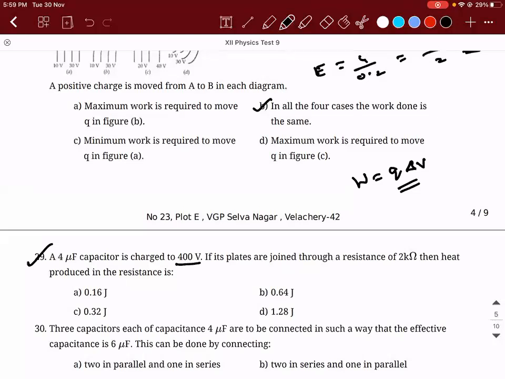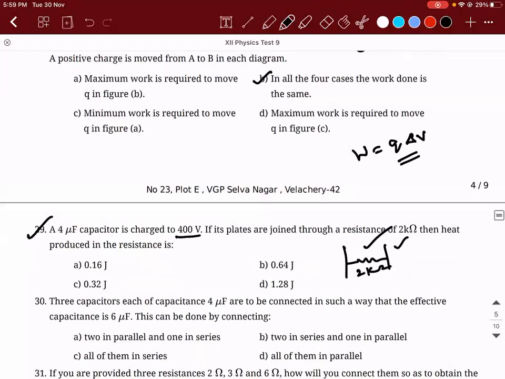So this is a tricky question. There is a 4 microfarad capacitor which is charged to 400 volt. Okay, the plates are charged. Now these plates are connected with the help of a 2 kilo ohm resistor. Then the heat produced in this resistor, when will the resistor get the maximum heat? When all the energy possessed by the capacitor is lost. Right? So indirectly they're asking you what is the energy stored in the capacitor. So what is the answer?